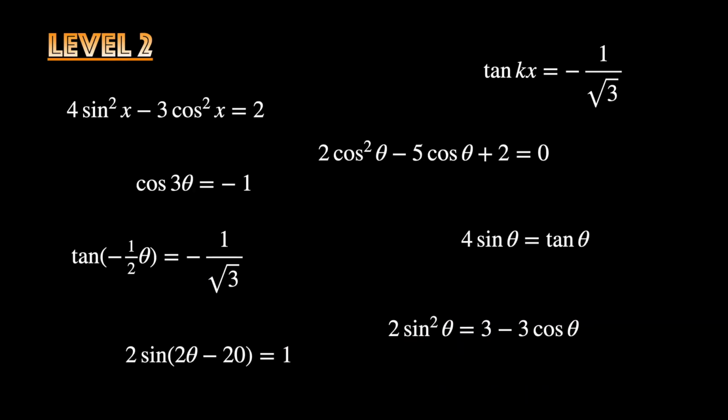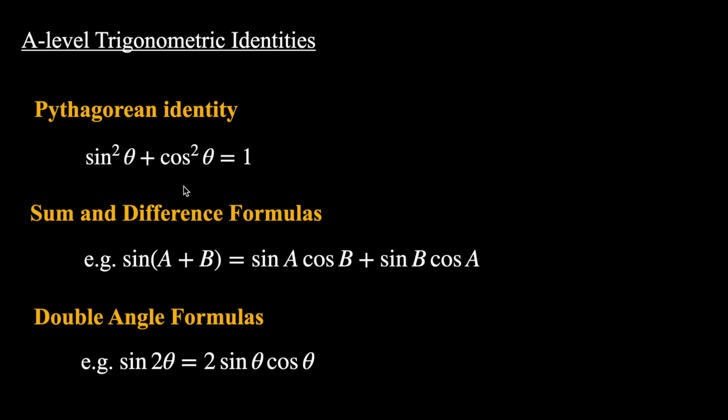Let's move on to some level 2 equations. These are going to involve, you can see we've got some squared terms. We're going to be factorizing. We're going to have a quadratic equation here, and we're going to use one of our identities, the Pythagorean identity, which says that sine squared theta plus cosine squared theta equals 1. Okay, so let's start with this problem.